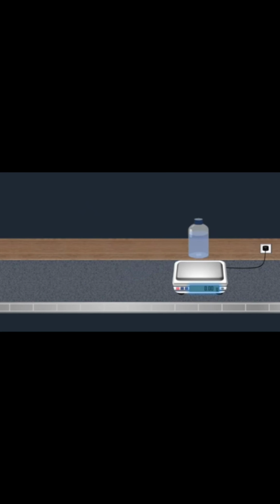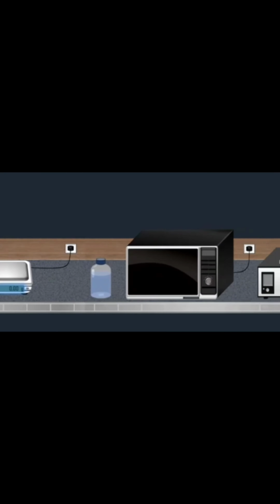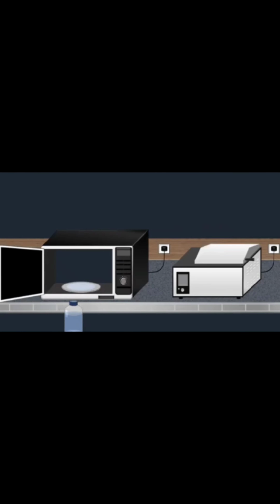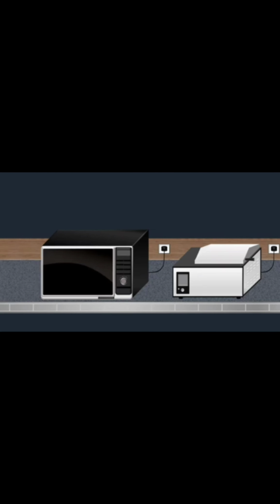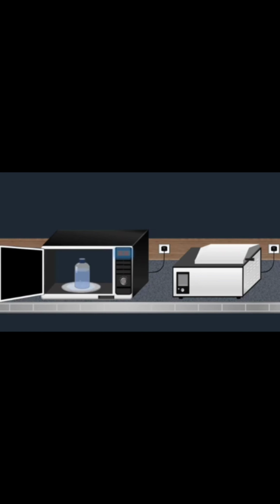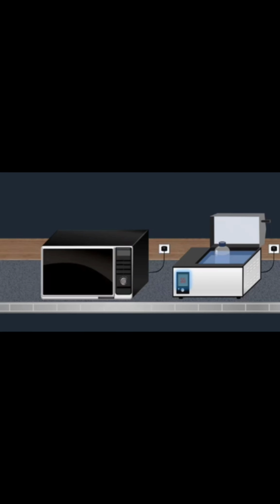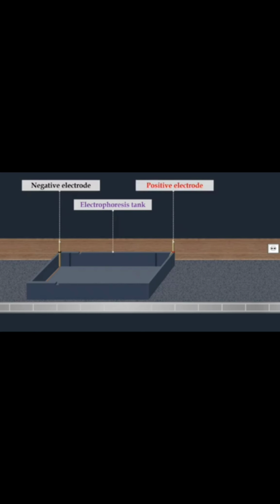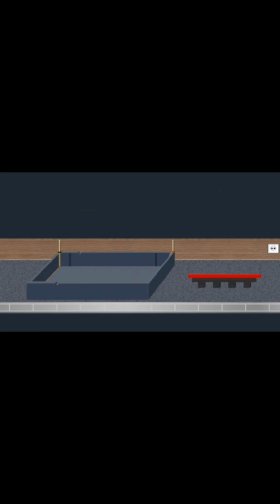Since the agarose cannot dissolve until it is heated, the solution is heated for a few seconds in a microwave. When the agarose has completely dissolved, the solution is cooled in a water bath at about 55 degrees Celsius. While it is still cooling, an electrophoresis tank with negative and positive electrodes is prepared for gel casting.